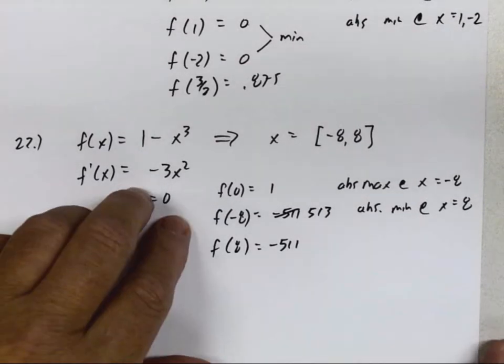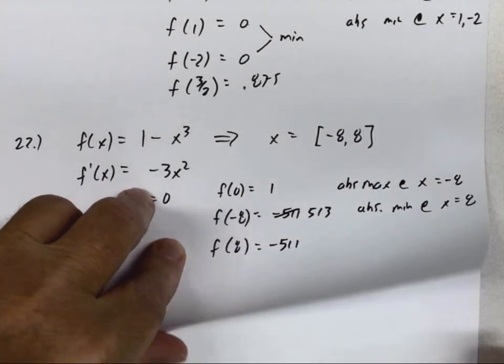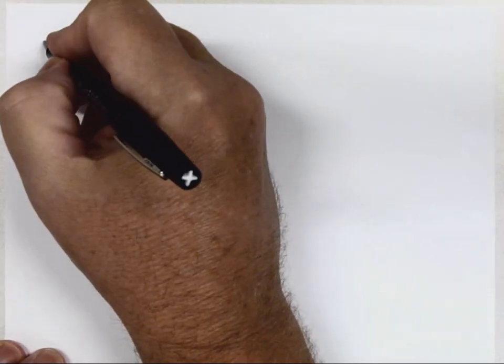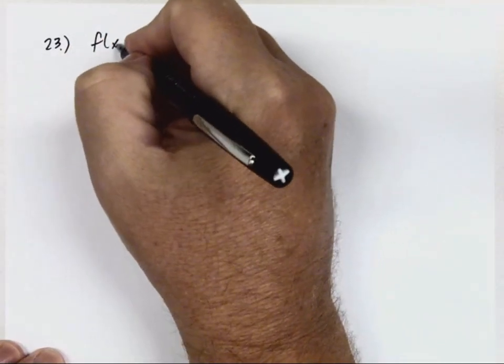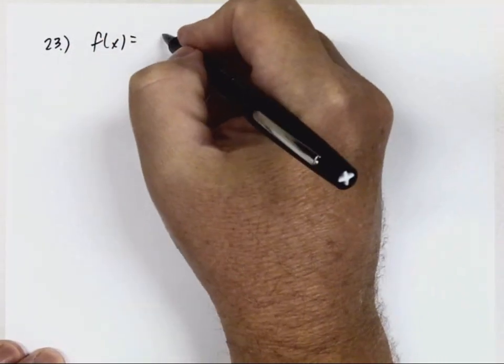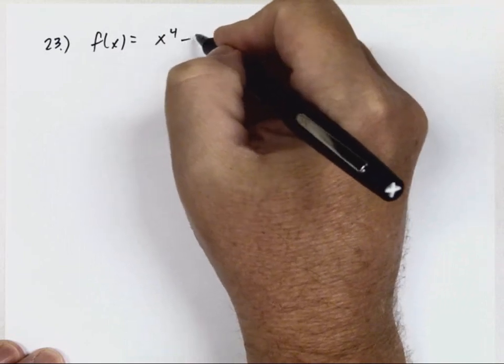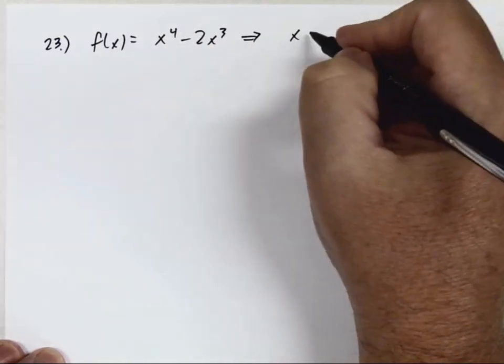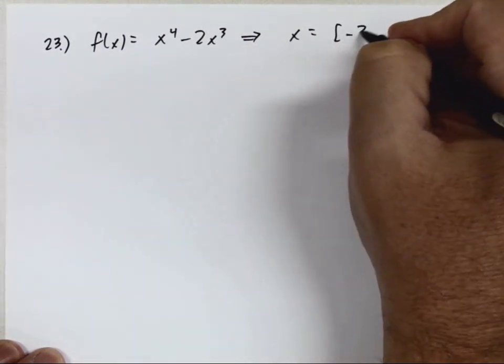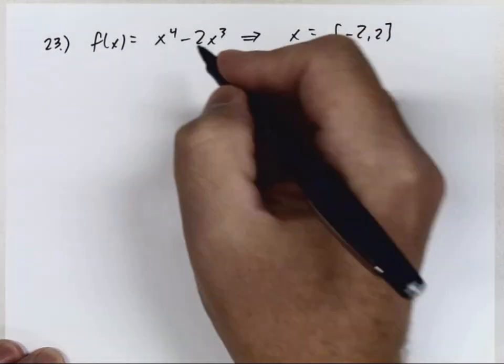All right, the last two. I told you these absolute maximum problems are not too bad compared to what we have been doing. So here's this function, x to the 4th minus 2x cubed. The interval is from -2 to 2.